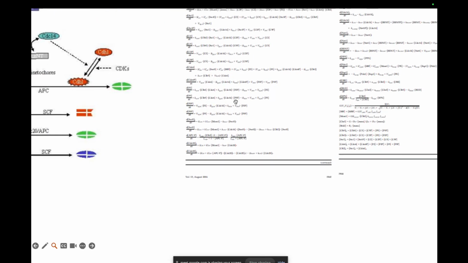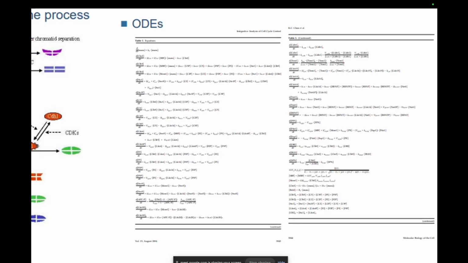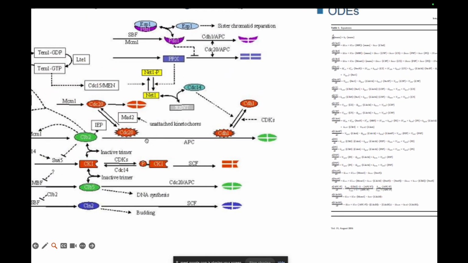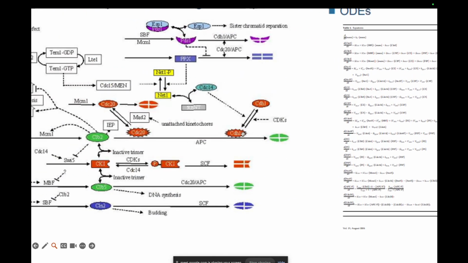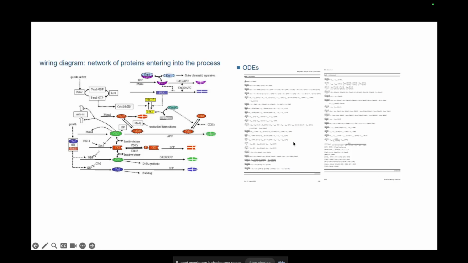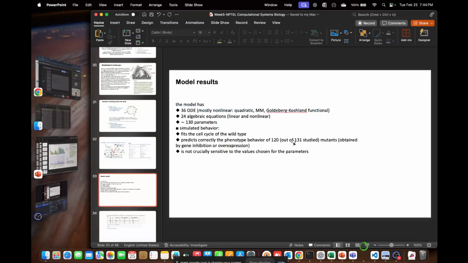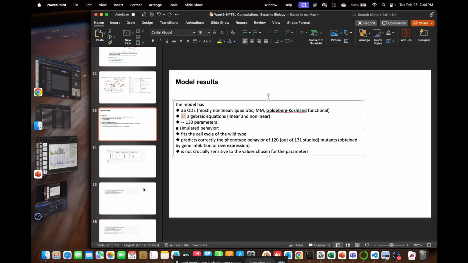And these are a list of, I think, 20, 30 differential equations that are involved in this particular process. And solving these equations can tell you a lot about the behavior of that system for these particular states. So there were 36 ODEs, 130 parameters, and 24 equations. So they solved it, and they predicted the behavior of how this cell state changing works and everything.